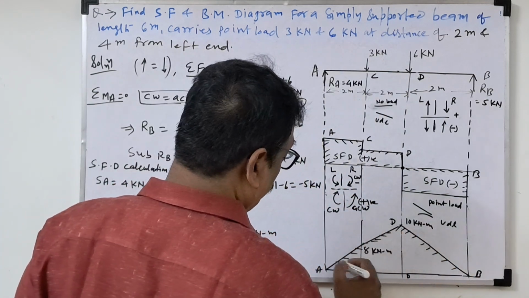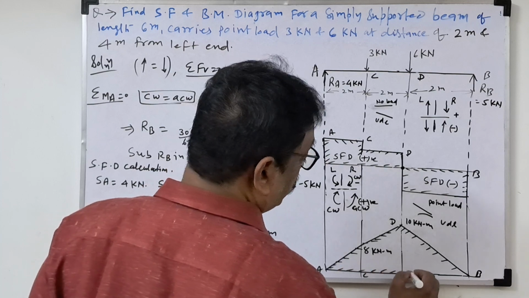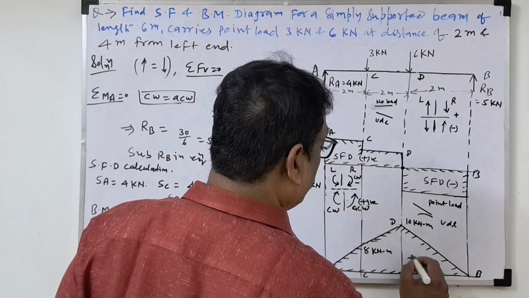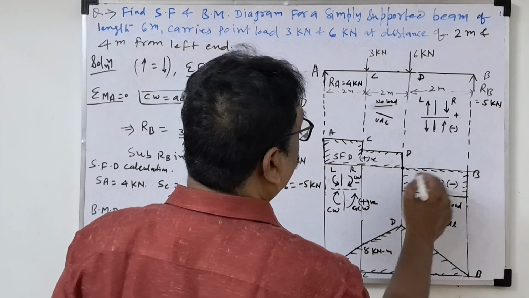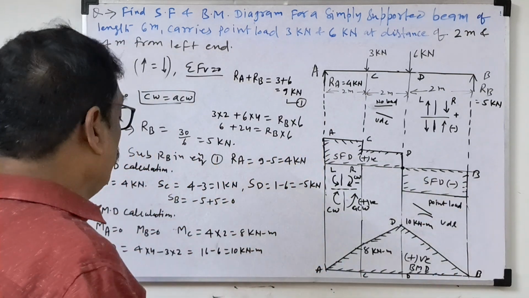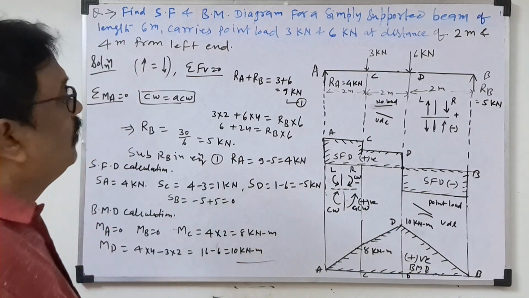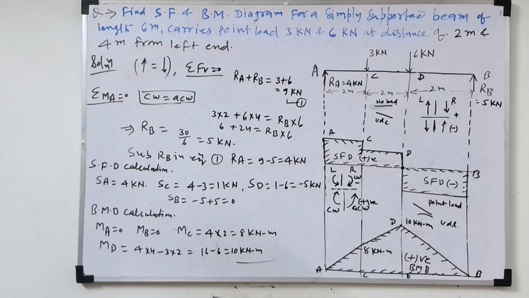So this is very simple. Suppose if point load and UDL are both there, that will be a little complicated. This is the positive bending moment diagram, and this is the negative shear force diagram. So this way we can calculate the shear force and bending moment diagram for a simply supported beam.